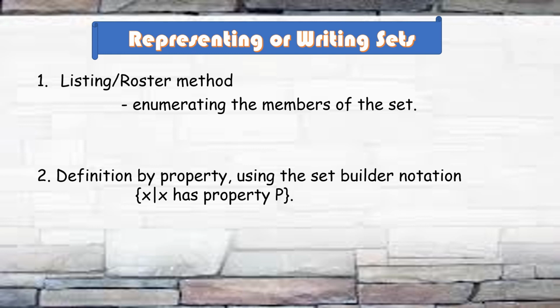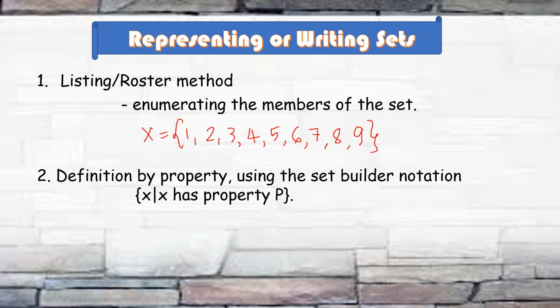Actually, we can represent sets in two ways. We have the listing or roster method, which we already did. Let's write it again. For example, X is equal to 1. This is the roster method. For me, this is the easiest way because you can see all the elements. So, in the listing or roster method, you just enumerate the members of the set. You just list them, that's why it is called the listing method.